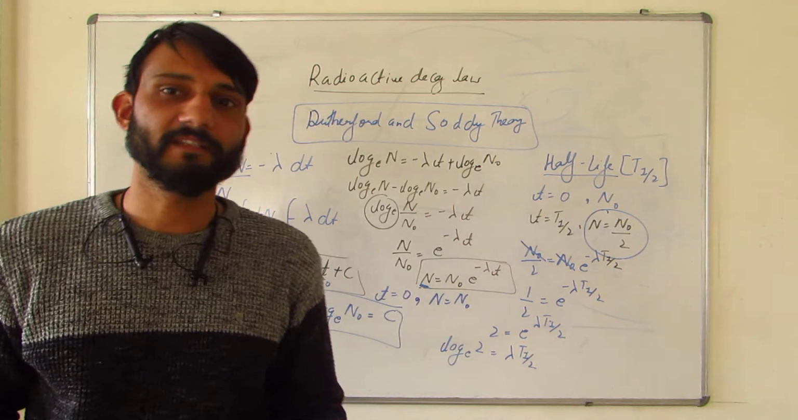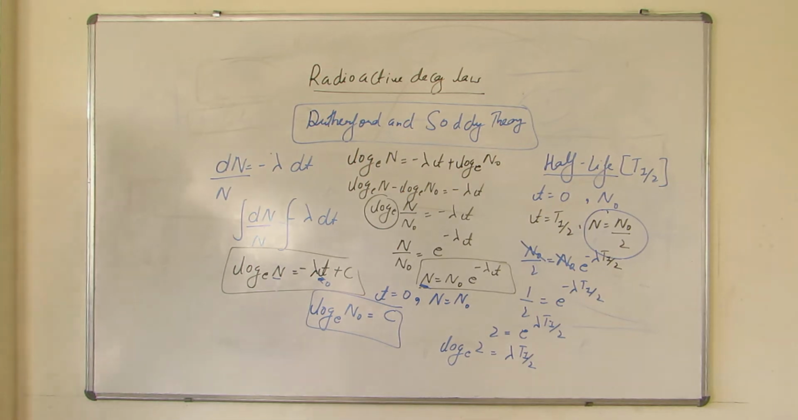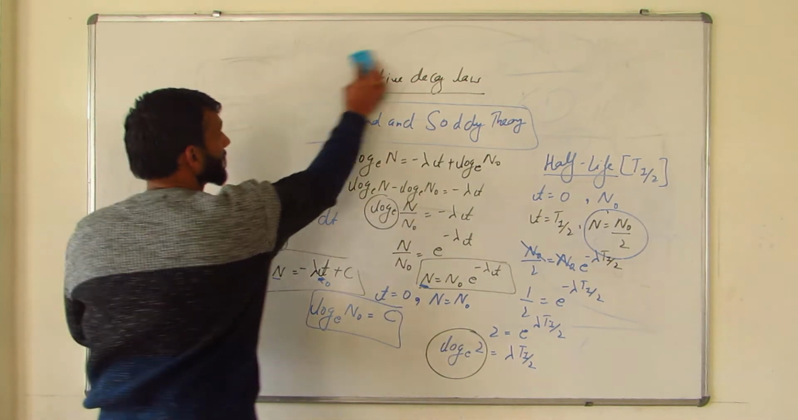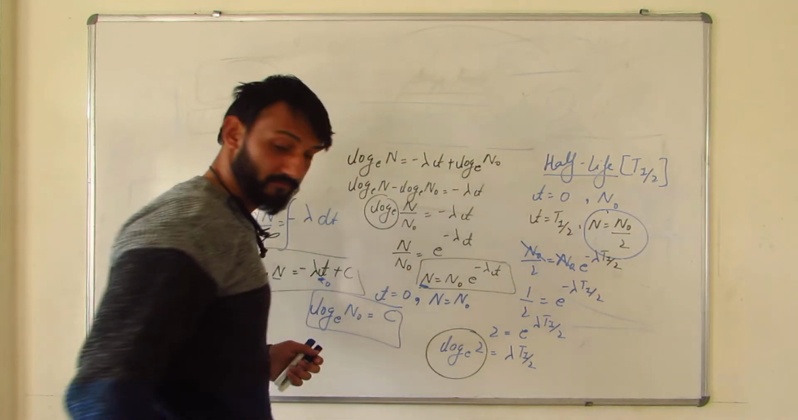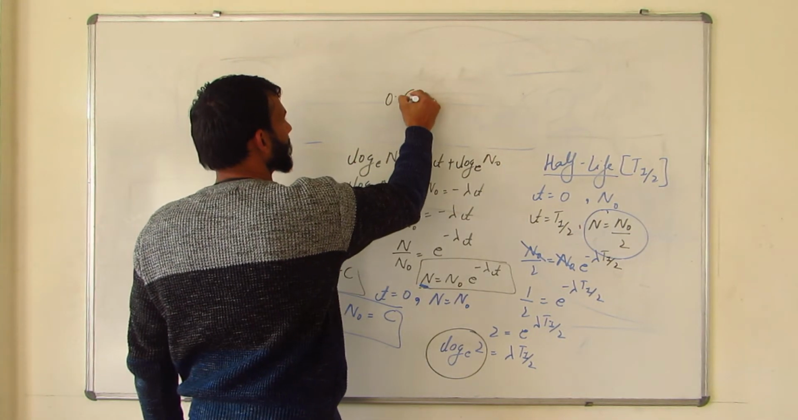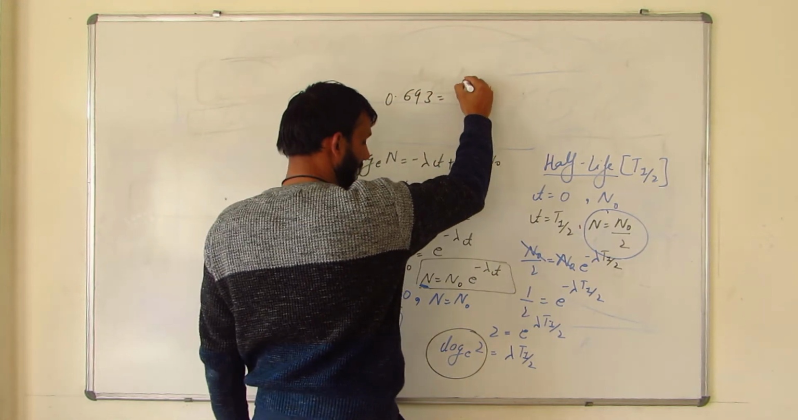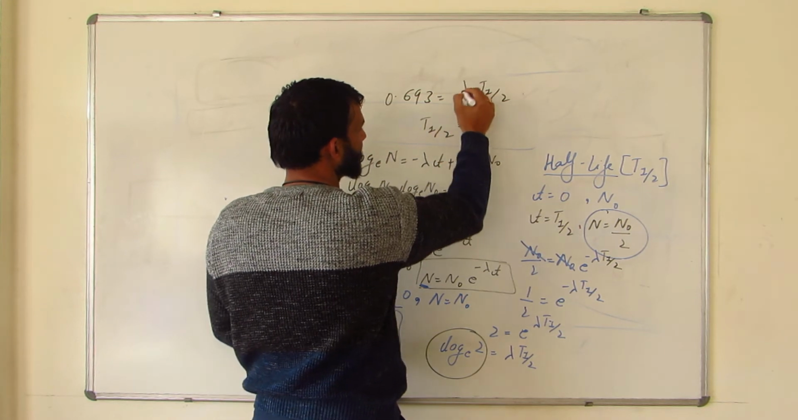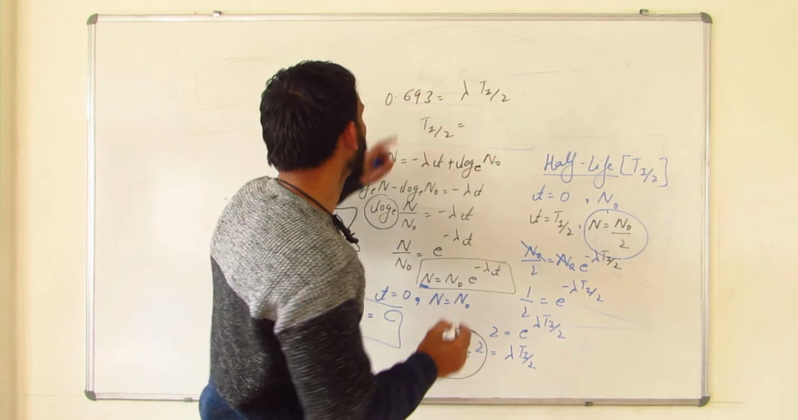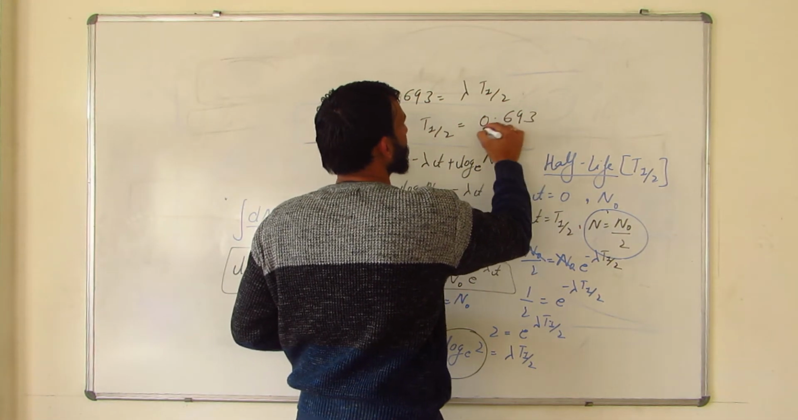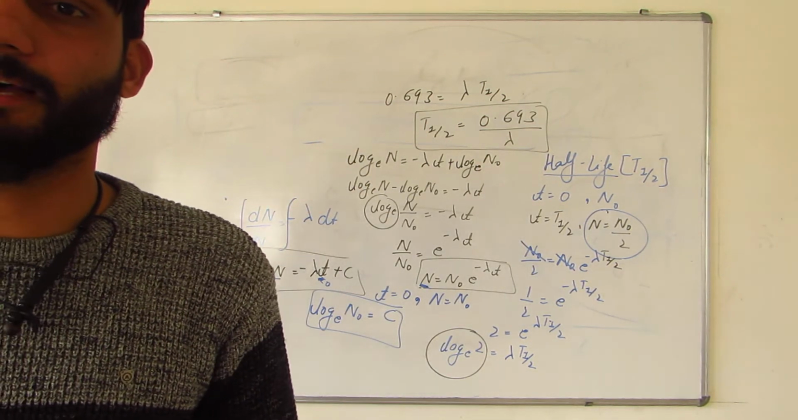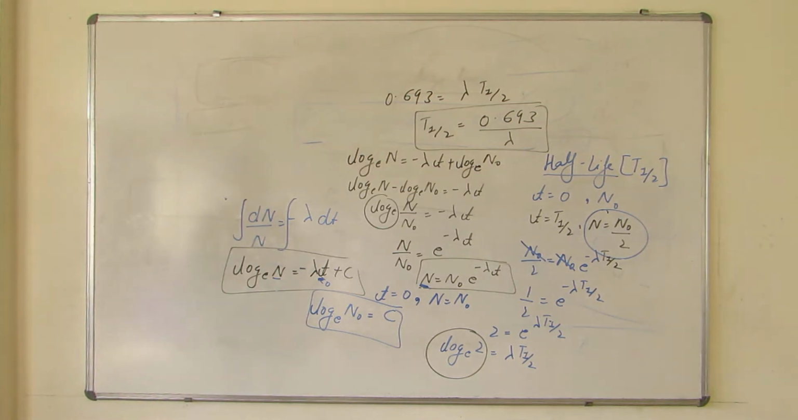And the value of log base e 2 is 0.693. So 0.693 is equal to lambda t half. Here we have got a relation between lambda, which is the disintegration constant, and t half: t half equals 0.693 upon lambda. This is the relation we have derived between the half-life and lambda, the disintegration constant.